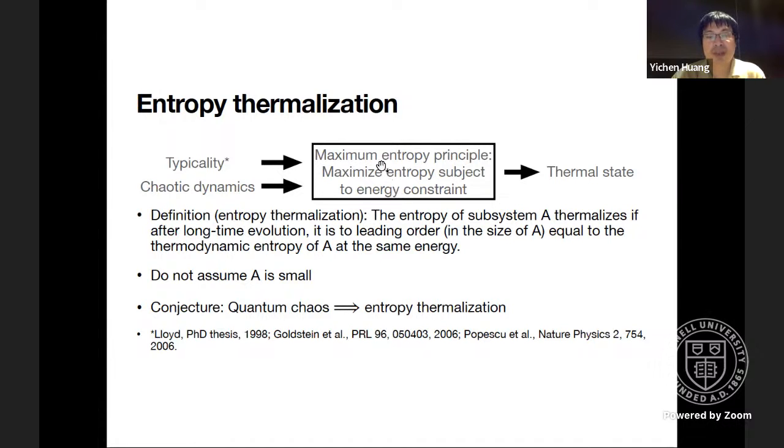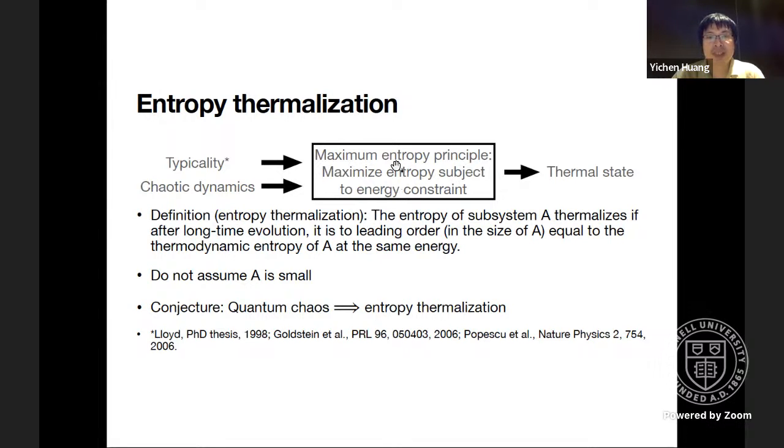The central object here is the so-called maximum entropy principle. It says that a system tends to maximize the entropy subject to macroscopic constraints. In particular, if our system is governed by a time-independent Hamiltonian, the energy is a conserved quantity, so it is a constraint. And if we just maximize the entropy subject to the energy constraint, then mathematically we know that we get a thermal state. In this sense, a thermal state is just a maximum entropy state at a particular energy.